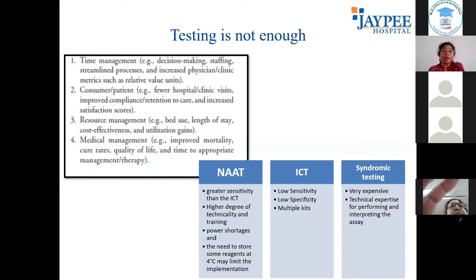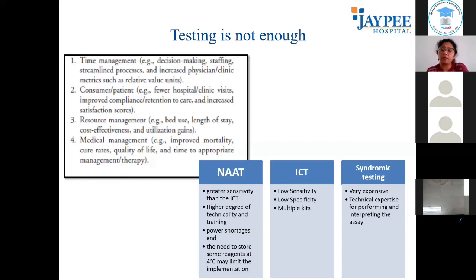So if you look at the other tests like your NAT, ICT, what are the general challenges with these? Your NAT has good sensitivity, but it is a high degree of technicality, which is you require technical people to do the tests. Then there is a power shortage. If you do not have enough power, you cannot use this test. Then the other thing is some of the reagents may require to be stored at 4 degrees centigrade. Though some of these flow systems are working on negating that, so that the kits can be stored at room temperature. But then there is a challenge. ICT, I have told you, low sensitivity, specificity, multiple kits. So we need to make a technical and an intelligent choice, an informed choice.